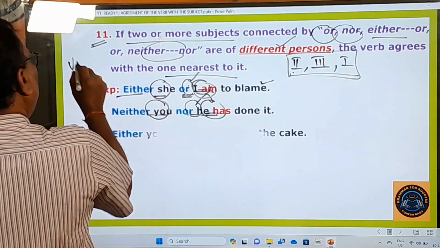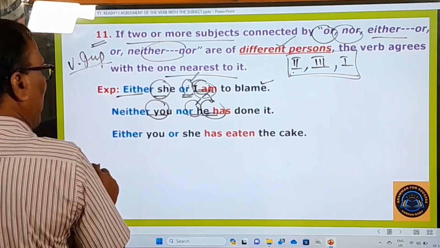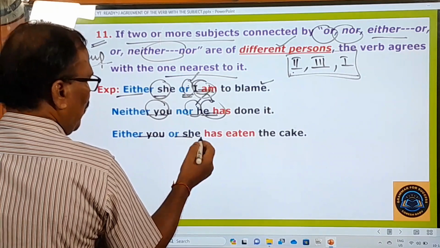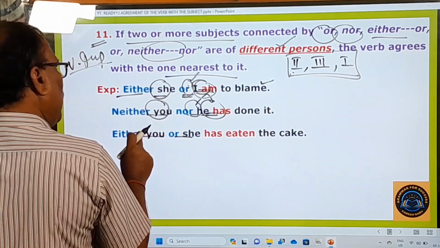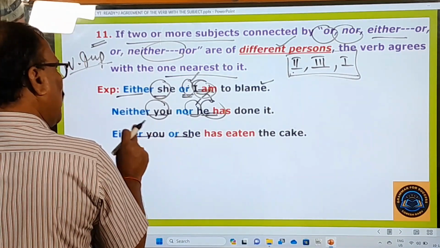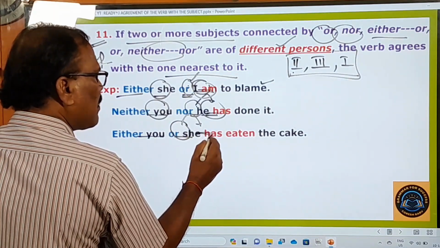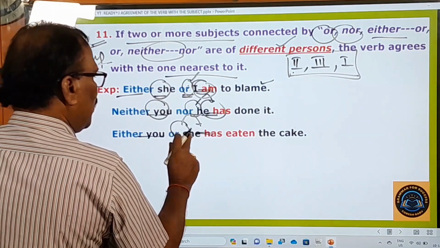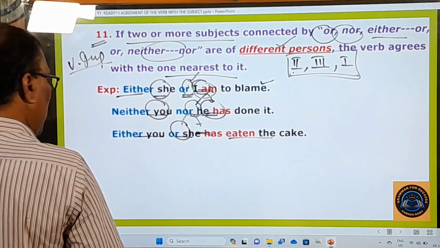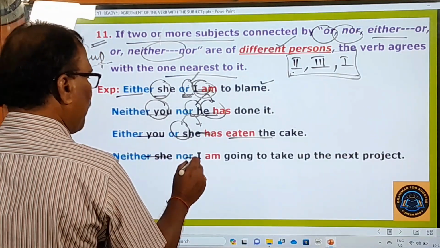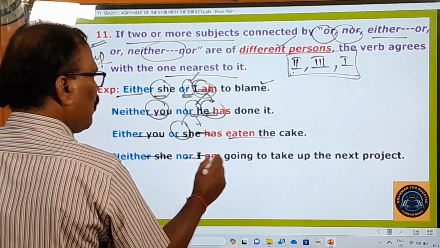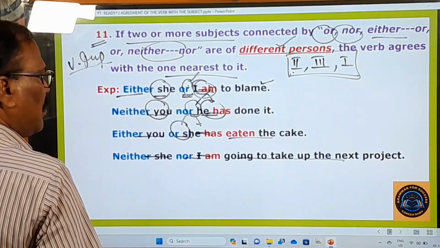And very, very important from your competitive examinations point of view. Either you or she. You don't say "either she or you", but you say "either you or she". According to this, we use this. She takes the helping verb has. And she has eaten the cake. Right. And here, neither she nor I. Neither she nor I am going to take up the next project.